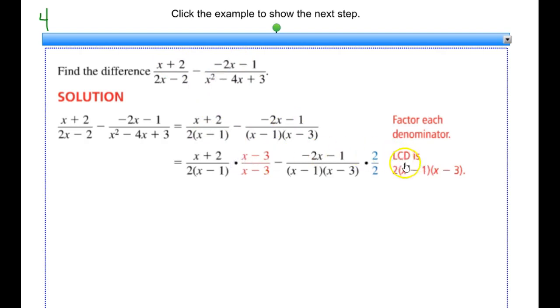Then I'm going to find my least common denominator, where I see a 2. I have this x minus 1, which is common, and then an x minus 3, so that's my least common denominator. Now I have to figure out what each fraction is missing, and multiply by that. So my first fraction I multiply by x minus 3 over x minus 3. And then my second fraction I multiply by 2 over 2.